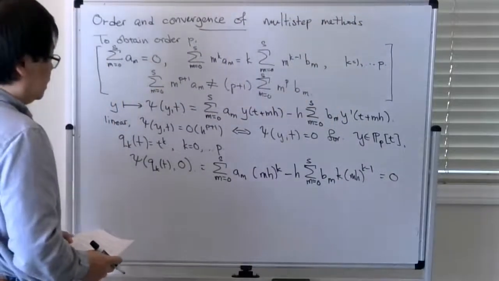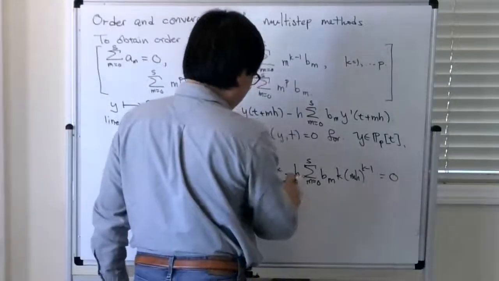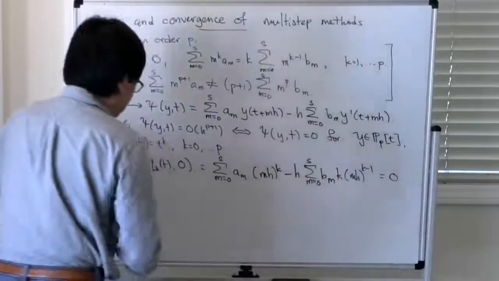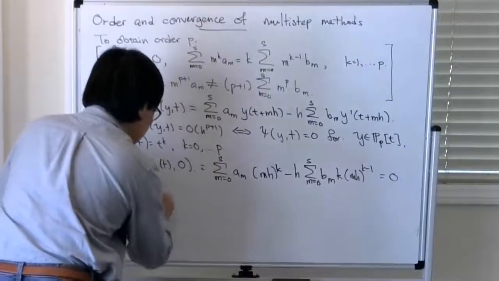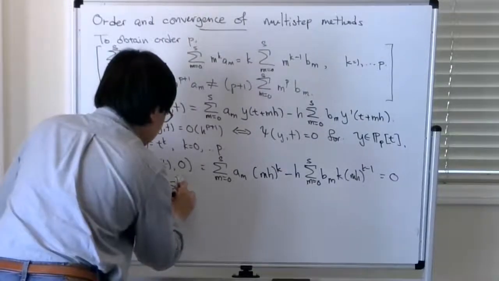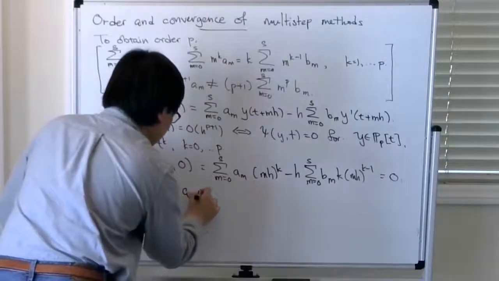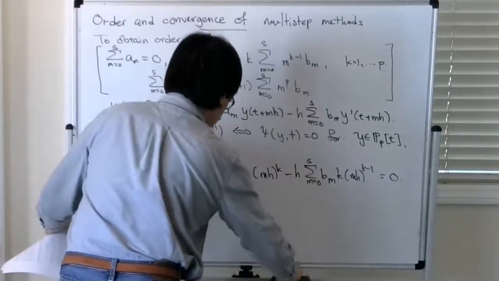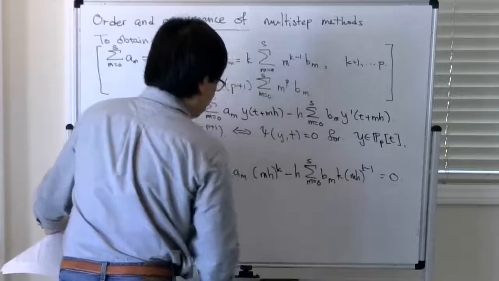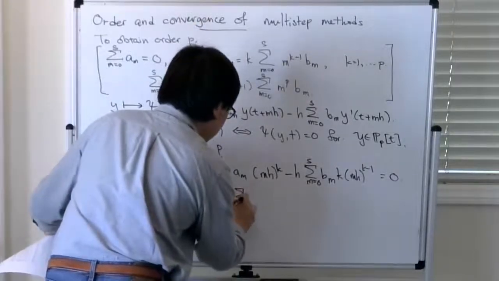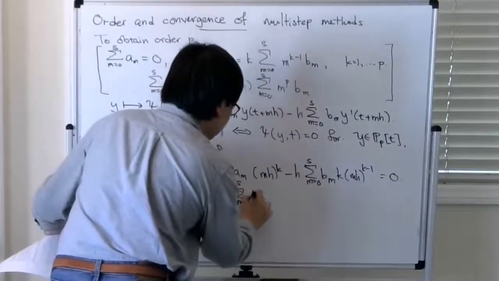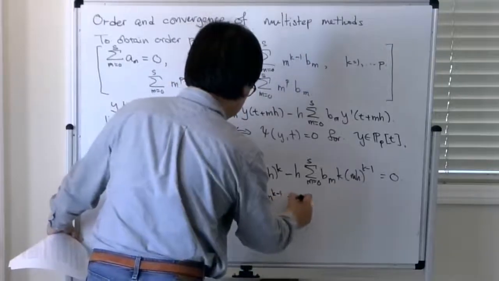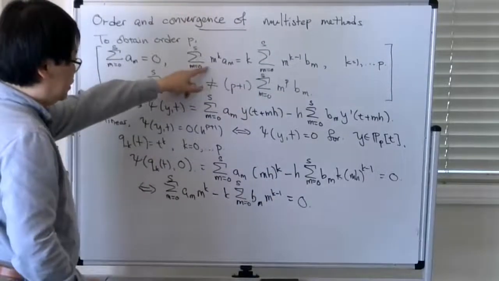And so this expression has a common factor of h to the k in both of the terms. So this condition being 0 is equivalent to saying that the sum from m equals 0 to s of a_m m to the k power, minus k times the sum from m equals 0 to s of b_m m to the k minus 1, is equal to 0. I'm sorry, there's no h here. All right, which is exactly the condition you have here.